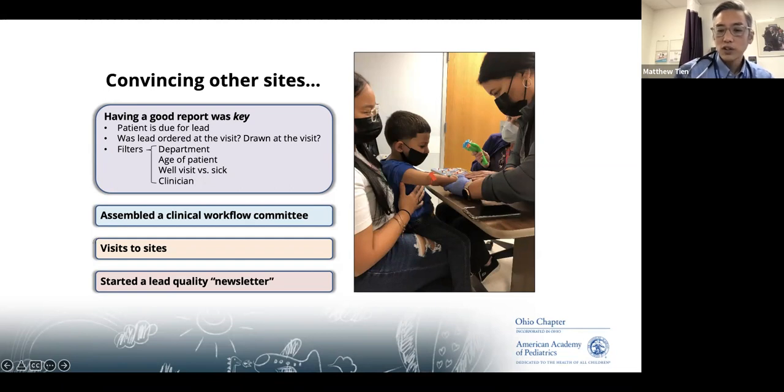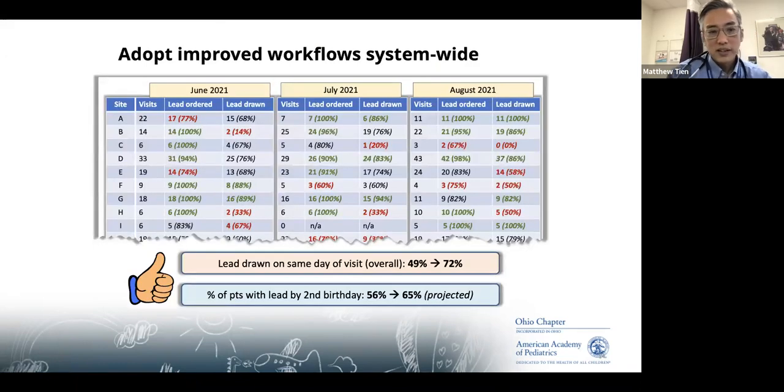It's one of those things where I think you can't get better at something until you measure it. And so really measuring it and then showing it to the folks is half the battle. I'll go to the next slide and show you an example. So as we're trying to move this effort system-wide and saying, hey, we're not sending kids to the lab anymore for lead, we're drawing it in the clinic. This is how you're doing.